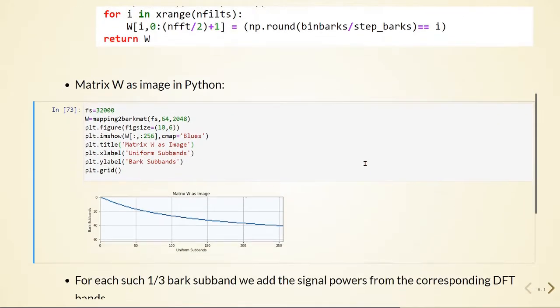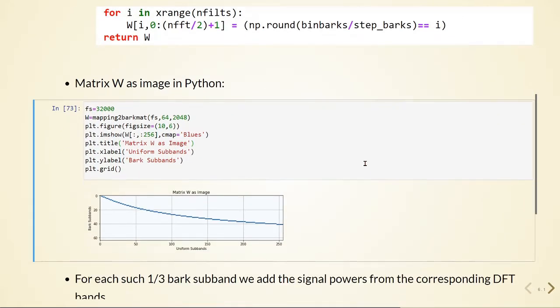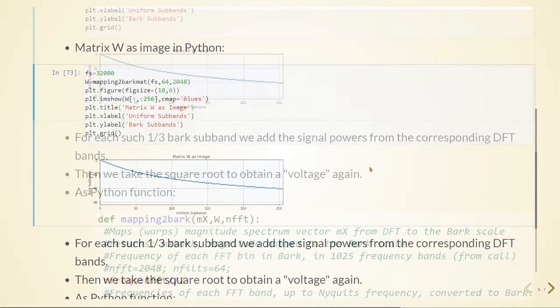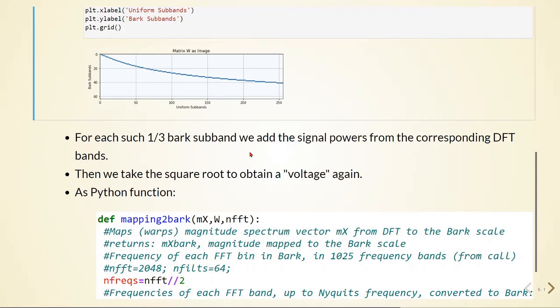We then can plot this matrix W as an image, and this is what we are doing here. And here we have this matrix W as an image, and here we have the bark subbands, and here we have the uniform subbands. Then for each such a third bark subband, we can add the signal powers from the corresponding DFT subbands. Then we take the square root to obtain something, let's call it a voltage again.